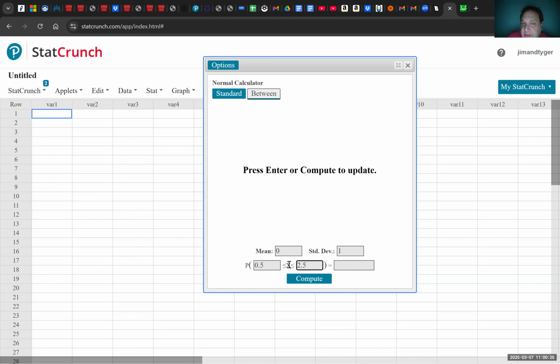Now, this is really a z variable because we changed it to 0 and 1, but StatCrunch doesn't know what we're doing. We're just using the normal calculator and saying we're going to put in z values. So don't get distracted when it says x. It's still z between 0.5 and 2.5. I know it's z because I put the mean of 0 and the standard deviation of 1. And as soon as you do that, we're talking about z variable instead of x variable.